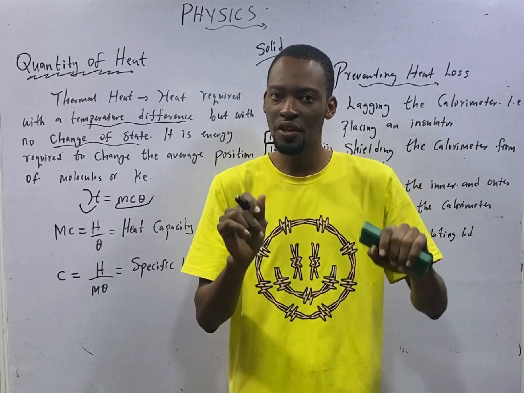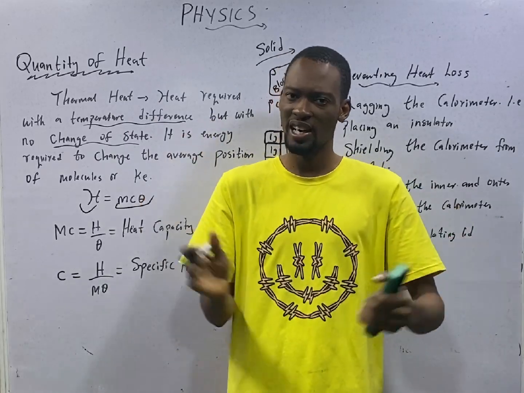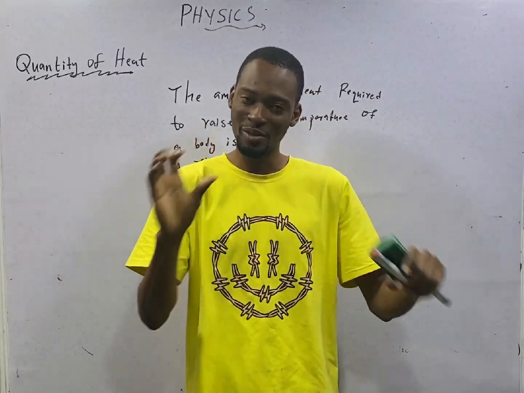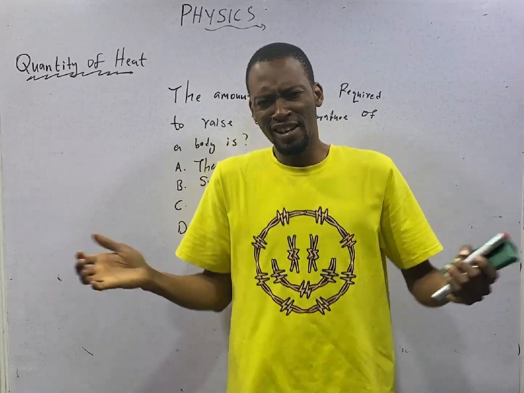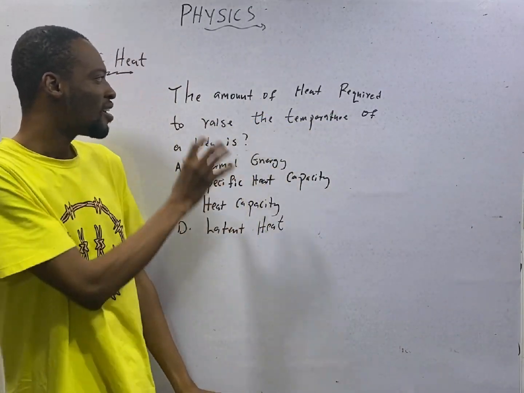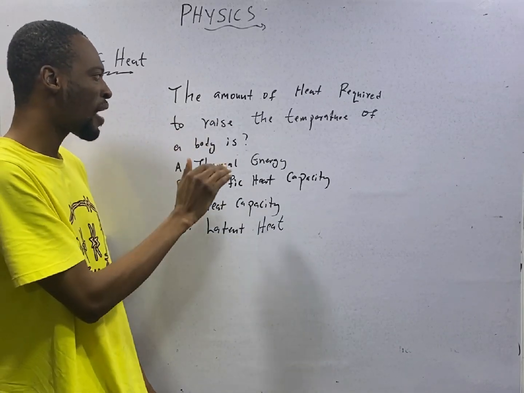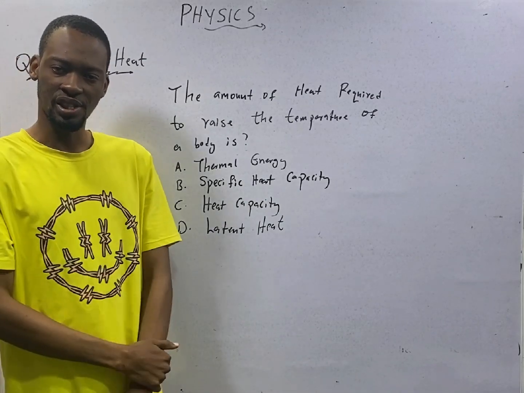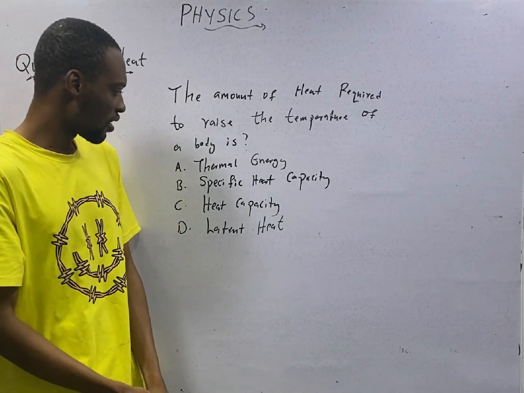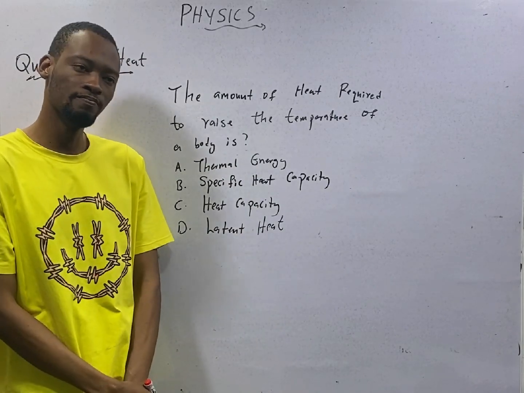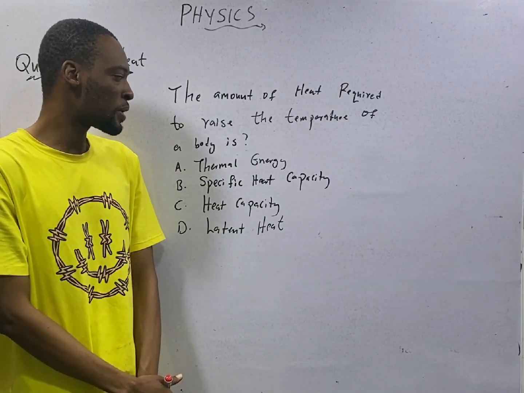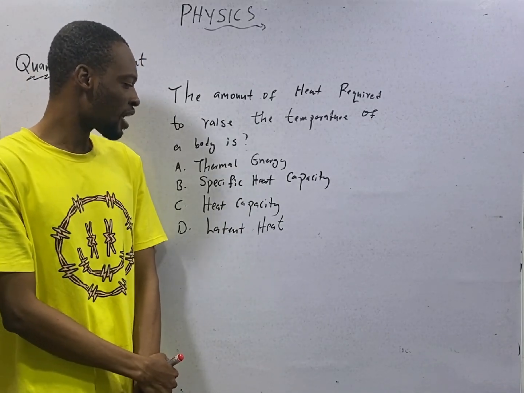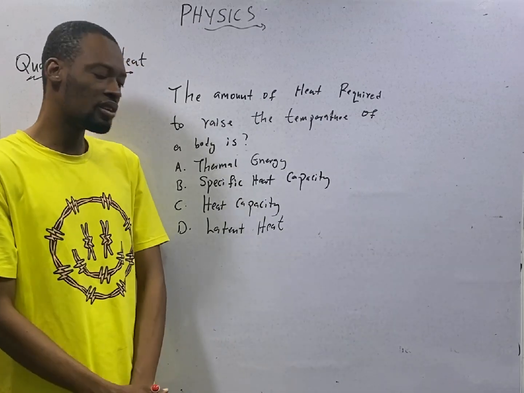From there, you will see what you're supposed to do under each question and how to go about questions under quantity of heat. I know you are going to fail this question, but here we go. The amount of heat required to raise the temperature of a body is dash. A. Thermal energy. B. Specific heat capacity. C. Heat capacity. And D. Latent heat.